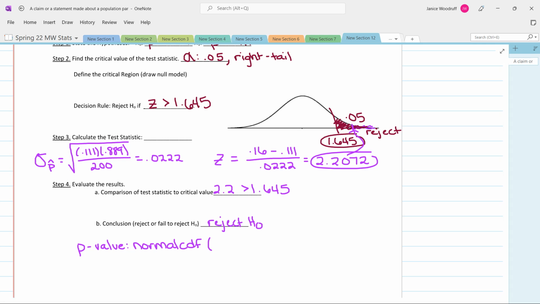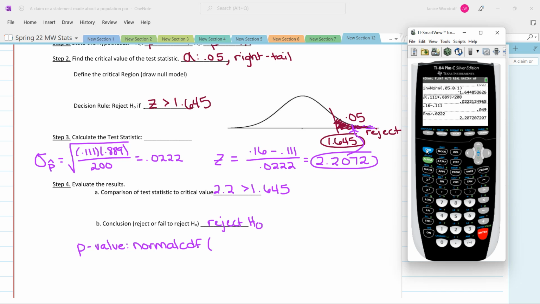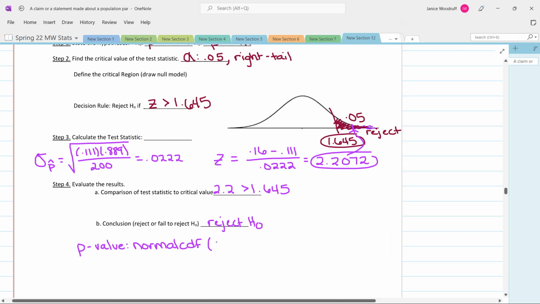We're going to go normal CDF. We'll do 2.2072 for the lower limit. Then we'll do a positive 99 for the upper limit, and that will give you 0.0136. Yes, on either side. So the upper limit would be a positive 99 if we're doing an upper limit to the right. If we're going to the left, it's going to be negative 99.